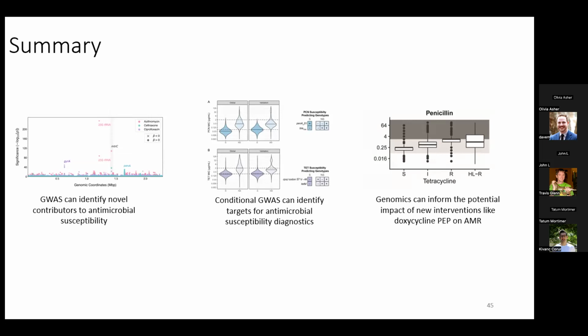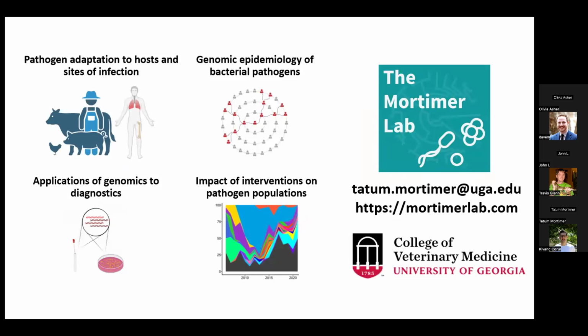So I told you all that I'm a new assistant professor. I just started my lab in August, and while I've talked a lot about gonococcus today, we work on a diverse array of pathogens. We're really interested in understanding how pathogens adapt to hosts and sites of infection, continuing to use genomic epidemiology to understand how they're transmitting in populations, improving diagnostics, and also understanding the impact of changing antimicrobial use on these populations. And so if any of that interests you, please get in touch. I have my email address and lab website here.